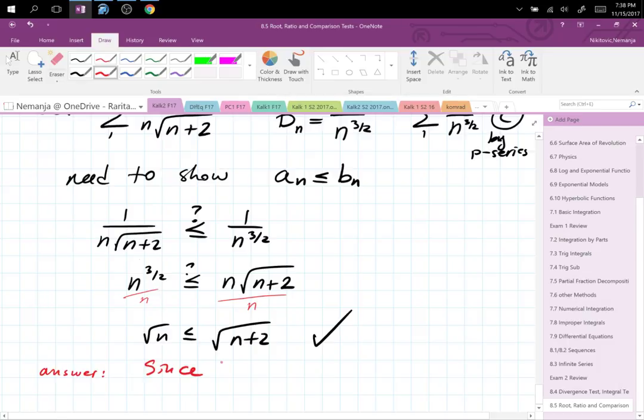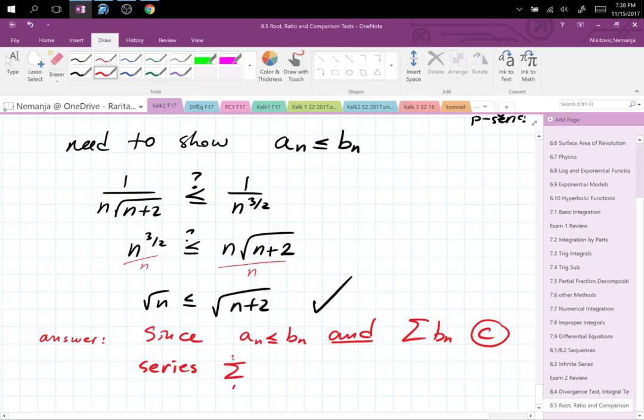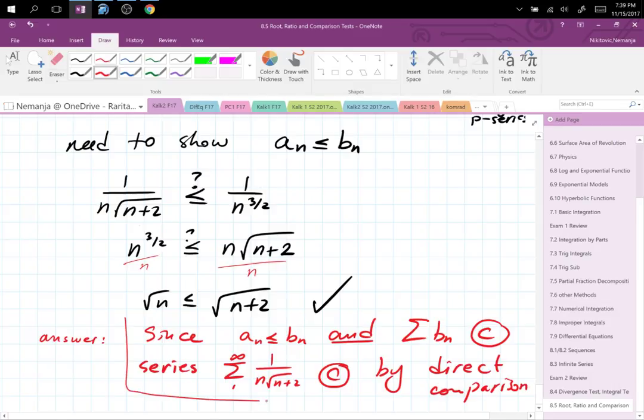Since a_n is smaller than or equal to b_n, and, very important, the summation of b_n converges, now you can write it out: the summation from 1 to infinity of 1 over n root n plus 2 converges by direct comparison. And that's your answer.